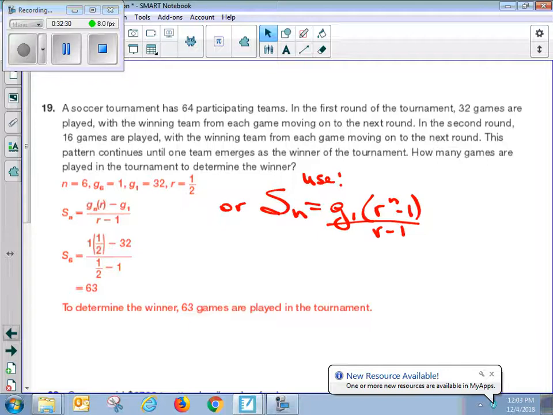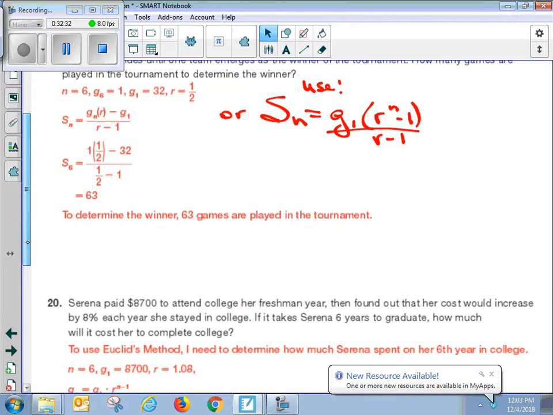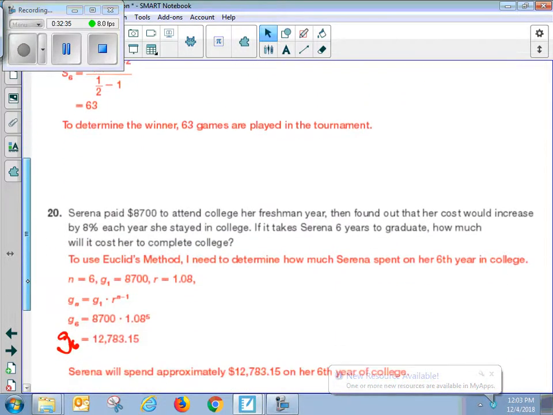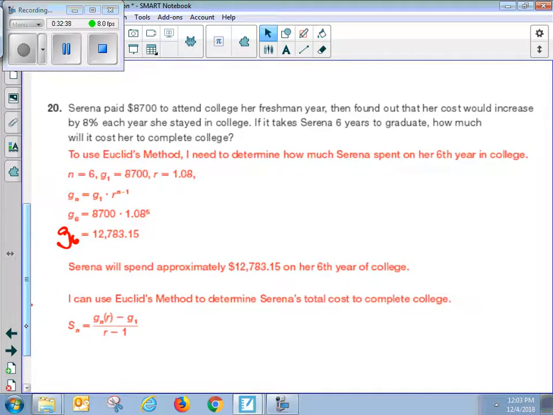And I'm going to scoot it so that I can have you set up the next one. You guys should be able to do the math there. Serena paid $8,700 to attend college her freshman year, and she found that the cost is going to increase by 8%. Stop. Is her R going to be 0.08 or 1.08? 1.08. If it decreased, if the governor said, I'm going to lower it by 8%, then what would it have been? 0.92, you would take away the 8% from 100%.